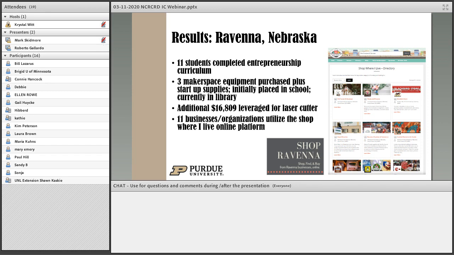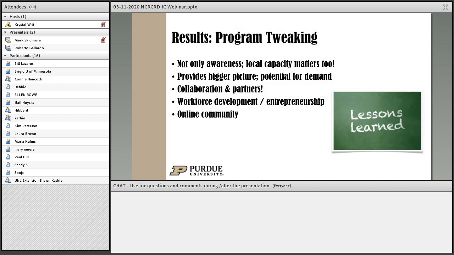So what were the lessons learned for the program? Tweaking the program, well, we learned a lot. This coupled with what I already had learned in Mississippi and to a limited extent here in Indiana. It's really not only all about awareness. U.S. community developers may already know this as well. Local capacity matters too. Even if you have a very cool idea, maybe some funding, many times the local capacity may not be there.